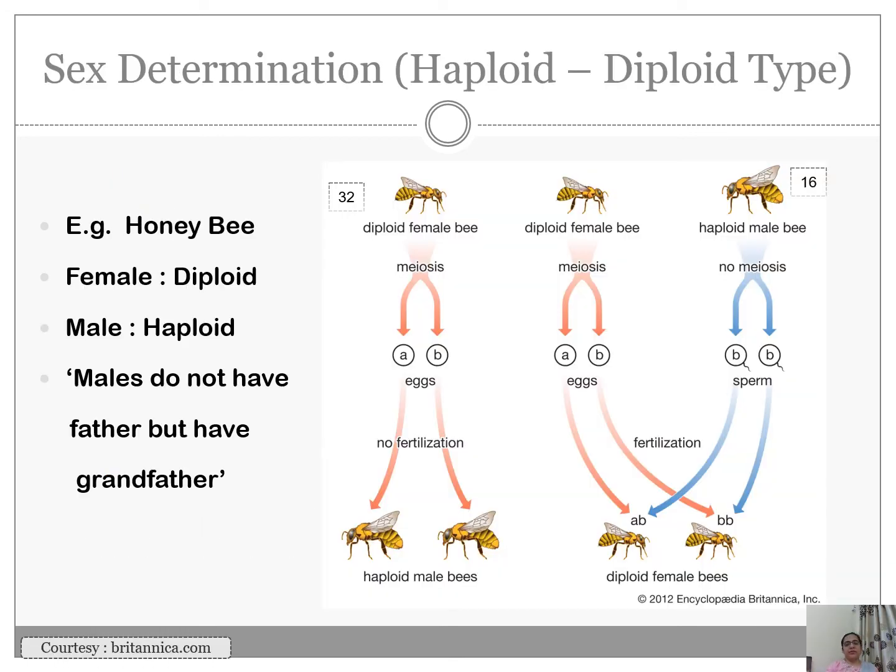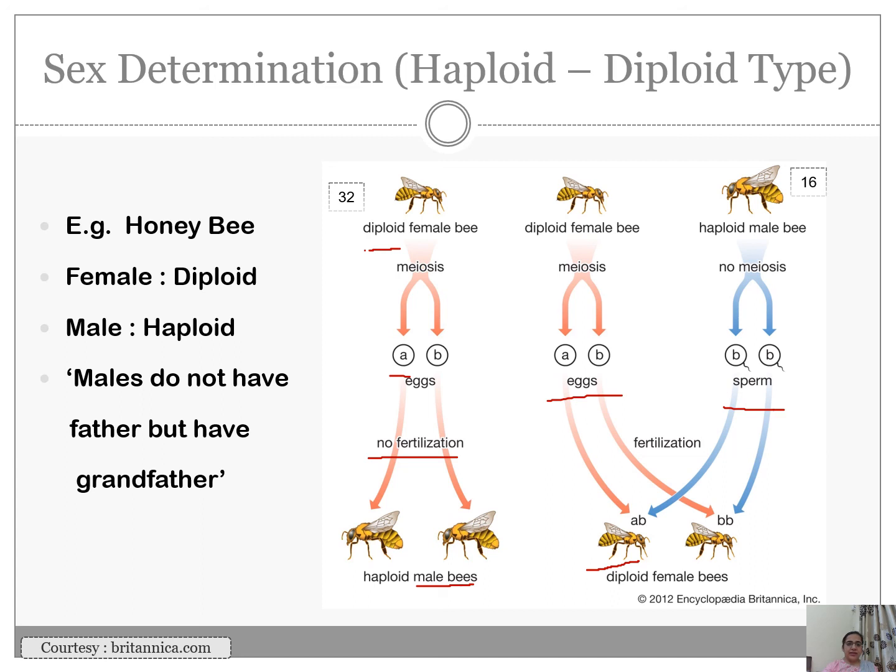Now coming to another type of sex determination, that is with the help of autosome, or we can say haploid and diploid type. In honeybee, females are diploid while males are haploid. So here see in this diagram, when female bee is showing meiosis, it will make eggs which will be haploid, and with no fertilization they will mature into male bees. When these eggs fuse with the sperm, then there will be the generation of female bee. When the female bee will feed on royal jelly, then it will change into queen.